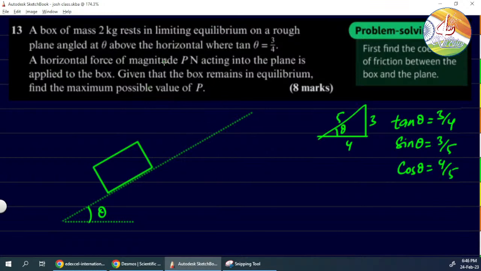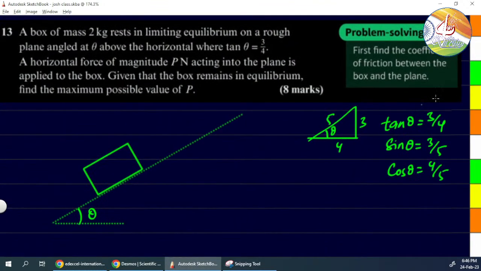Now a horizontal force P acting into the plane is applied to the box. Given that the box remains in equilibrium, find the maximum possible value of P. So there is a horizontal force acting, right? Let's say the horizontal force is acting like this. And that keeps the box in equilibrium, and he's asking for the maximum value of P. So if the P value is maximum, in which direction will it move? Upwards or downwards?